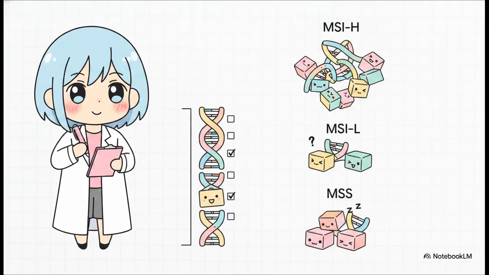But researchers aren't just looking anywhere. Scientists check 5 specific markers, which are known as the revised Bethesda panel. If 2 or more of these specific mononucleotide repeats show altered sizes, the tumor is officially classified as MSI high. If only 1 is altered, it's MSI low. And if absolutely none are altered, the tumor is considered microsatellite stable, or MSS.